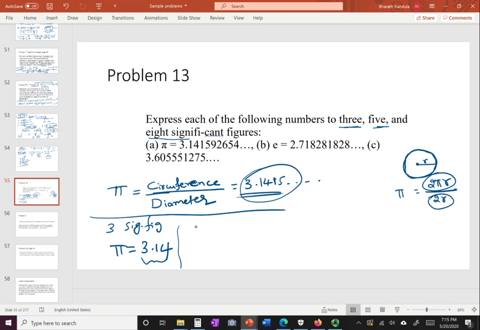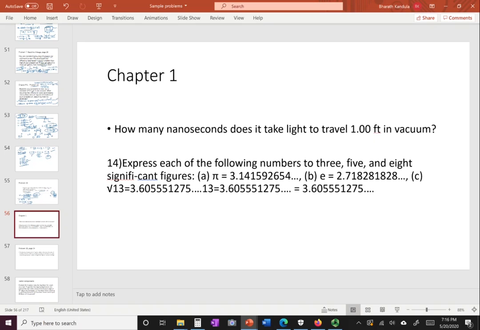Now let's write with 5 sig figs. So 3.1416. This is with 5 sig figs, right? Because you see this is the first digit, second, third, fourth, fifth one. The fifth one is just 5, but you see the following digit is 9, so you need to round up this digit 5, so it becomes 6. Understand? So similarly you can write the sig figs for other numbers. So this is another example here.